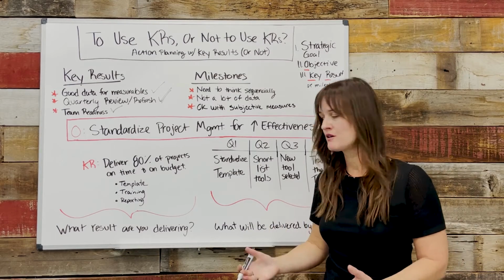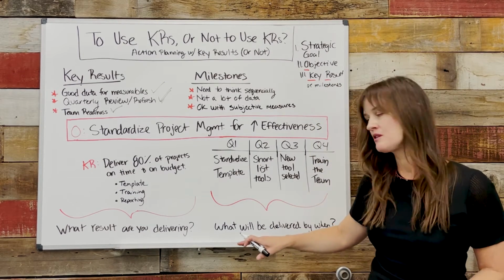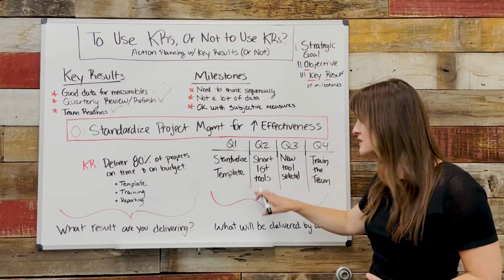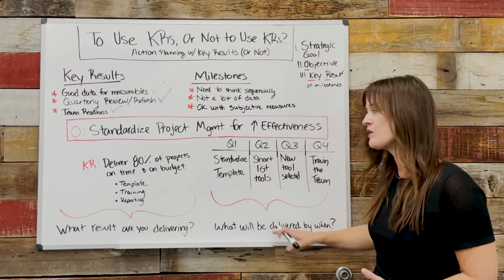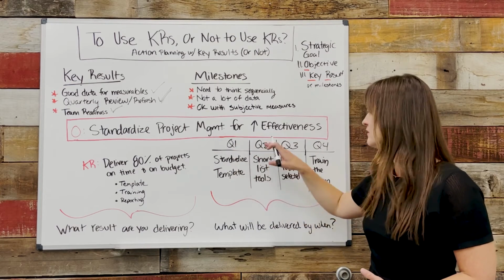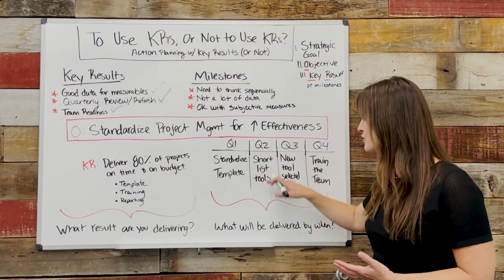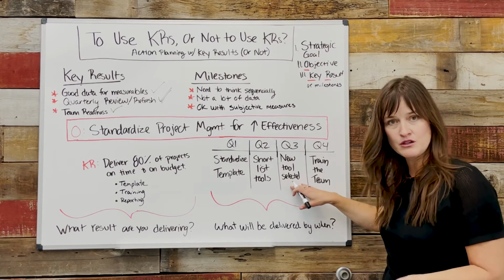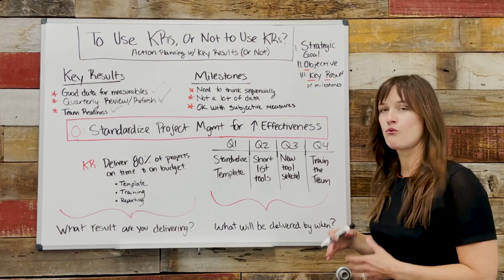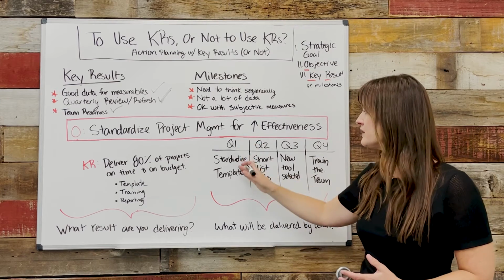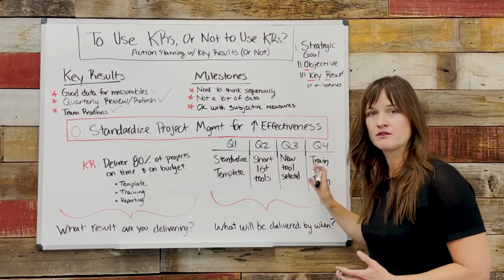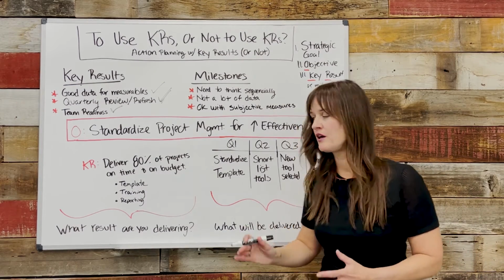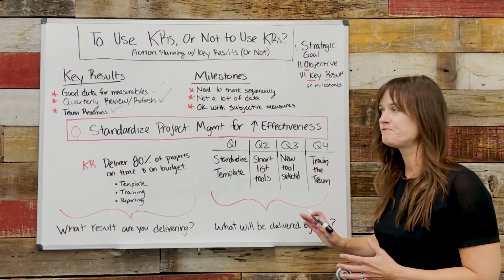Approach number two is a milestone-based approach. This is pretty standard. Most of us are used to this. What will be delivered by when? An easy way to do this is by quarters. What are we delivering in quarter one? Maybe a standardized template. Quarter two, quarter three, a short list of tools, a tool selected, and then by quarter four, we're training the team. So really clear milestones that we're delivering, and we're thinking about it in 90-day increments. Very easy, very clear, a nice way to break things down.